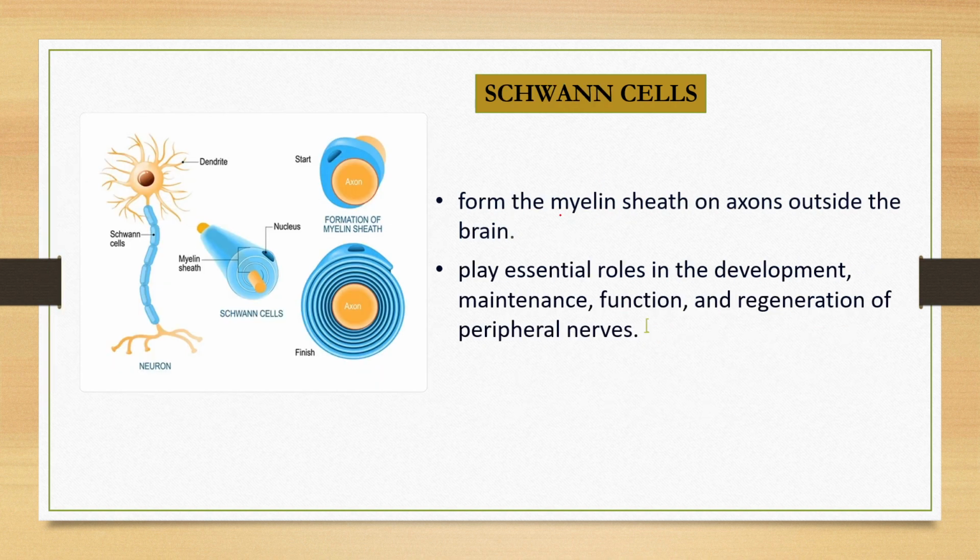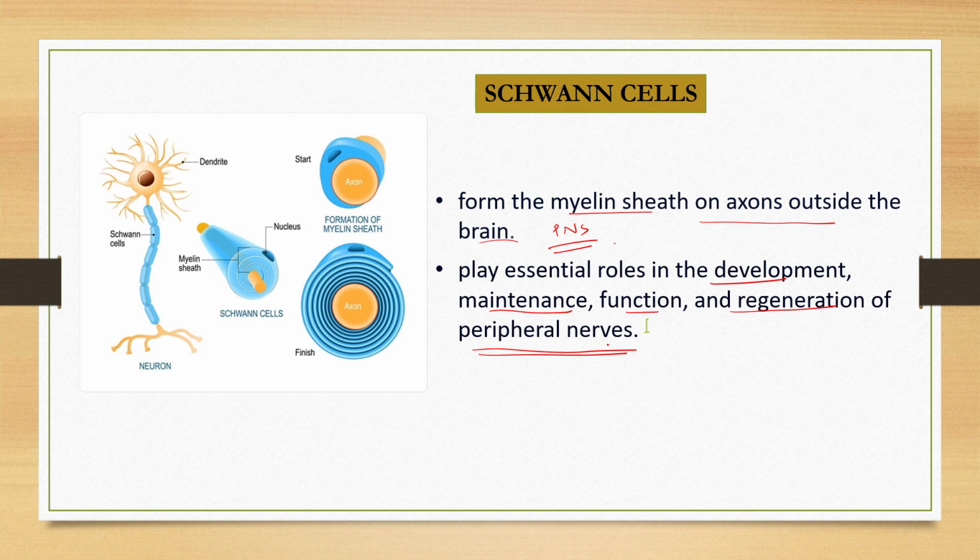And the Schwann cells, there are especially two roles of the Schwann cells. One is the myelination of the axons outside the brain, that is the peripheral nervous system. In the peripheral nervous system, this myelination occurs through the Schwann cell, and besides this, the Schwann cell is also responsible for development, maintenance, function and regeneration of the peripheral nerve.